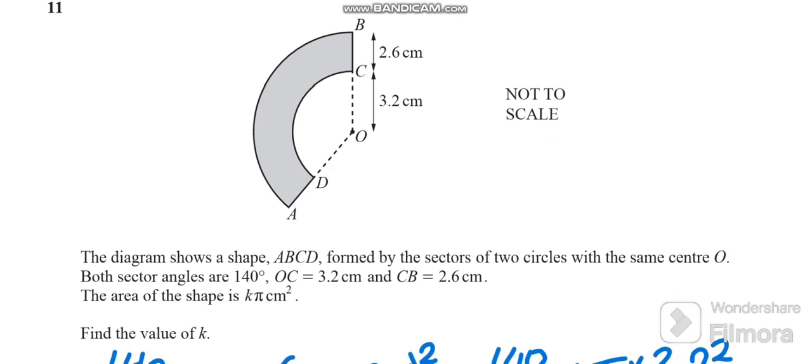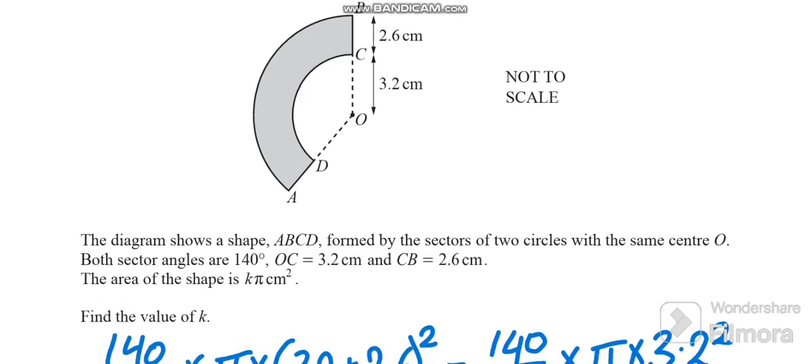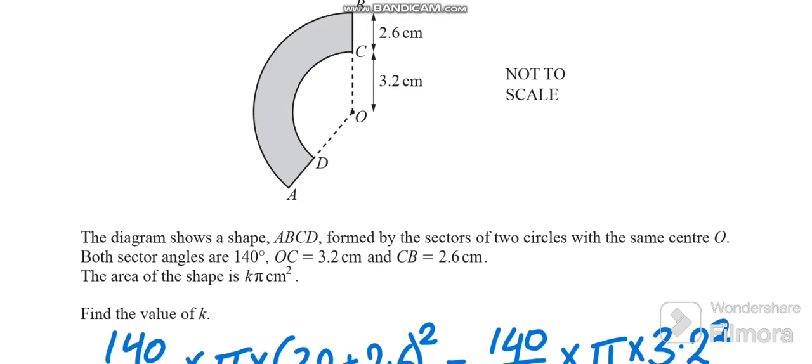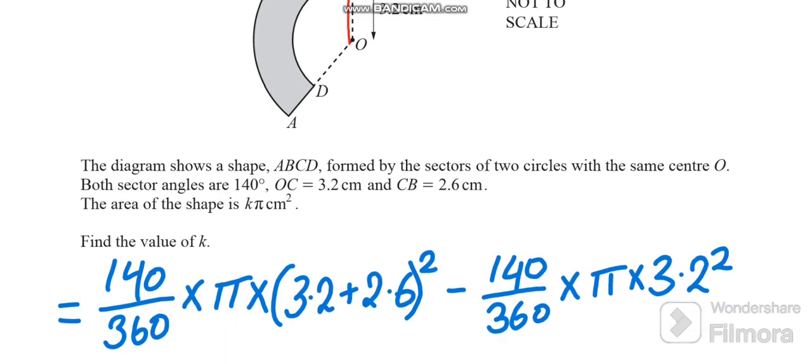Question 11 states the diagram shows a shape ABCD formed by a sector of two circles with the same centre O. Both sector angles are 140 degrees. OC is 3.2, and CB is 2.6. The area of the shape is K pi. Find the value of K.